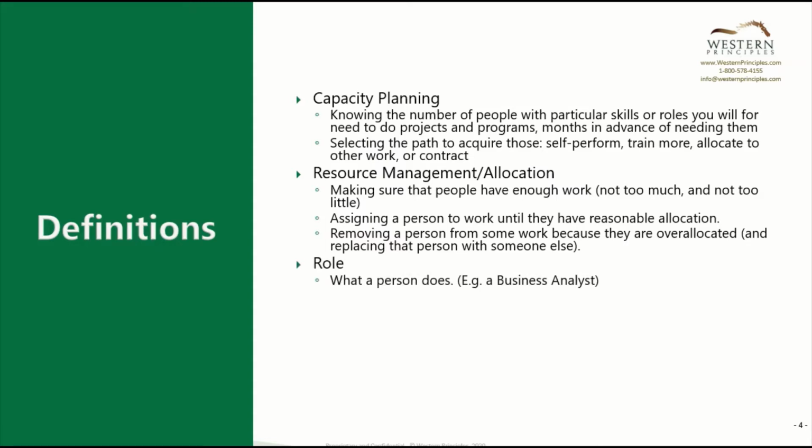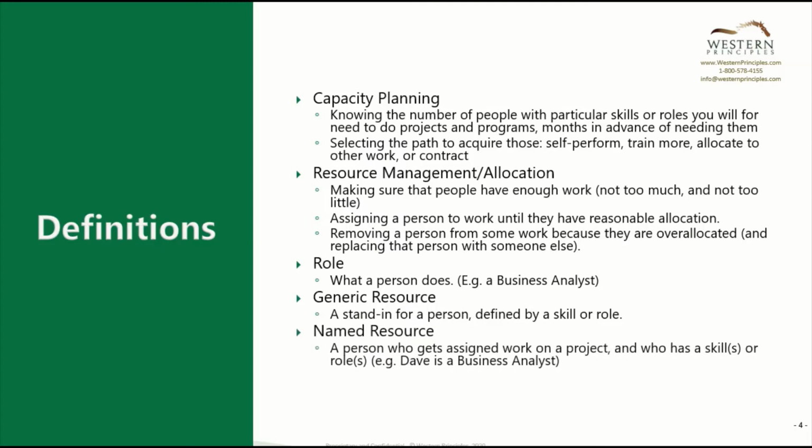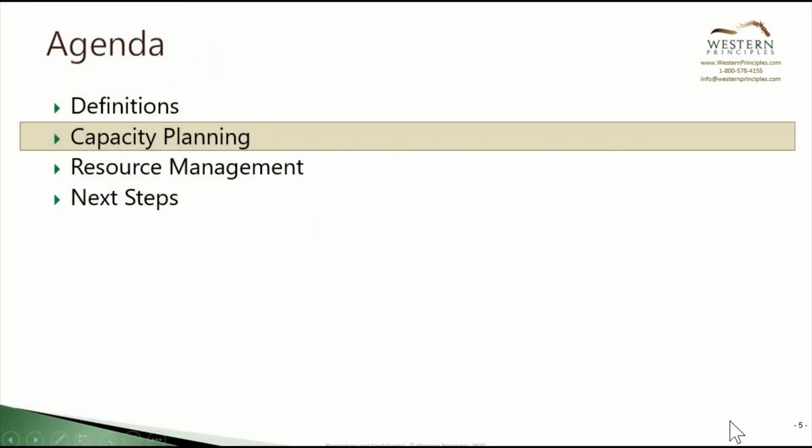A role is what a person does. It might also be a skill. A generic resource is used for capacity planning as a placeholder for a person. It will get assigned to a named resource as the planning horizon gets closer to the activity. The named resource is a person with a role who ultimately gets assigned to a task. All good? Okay, let's go.